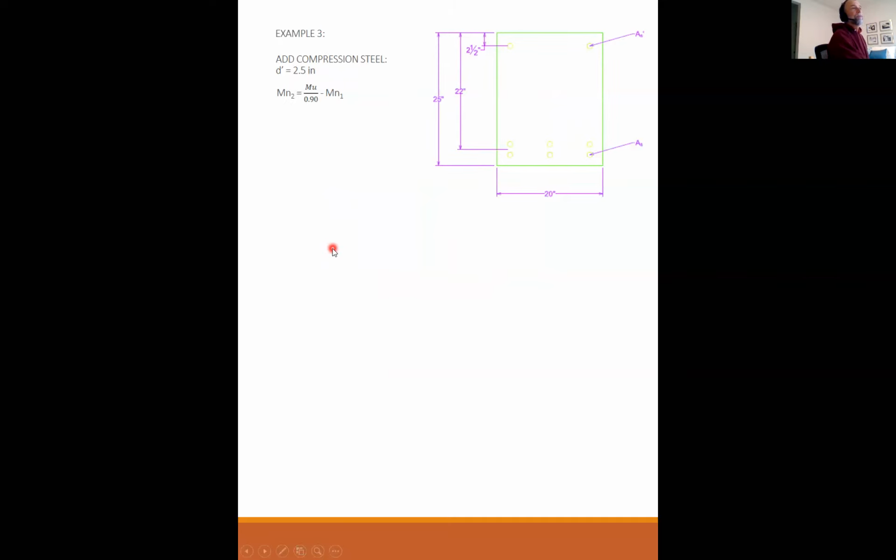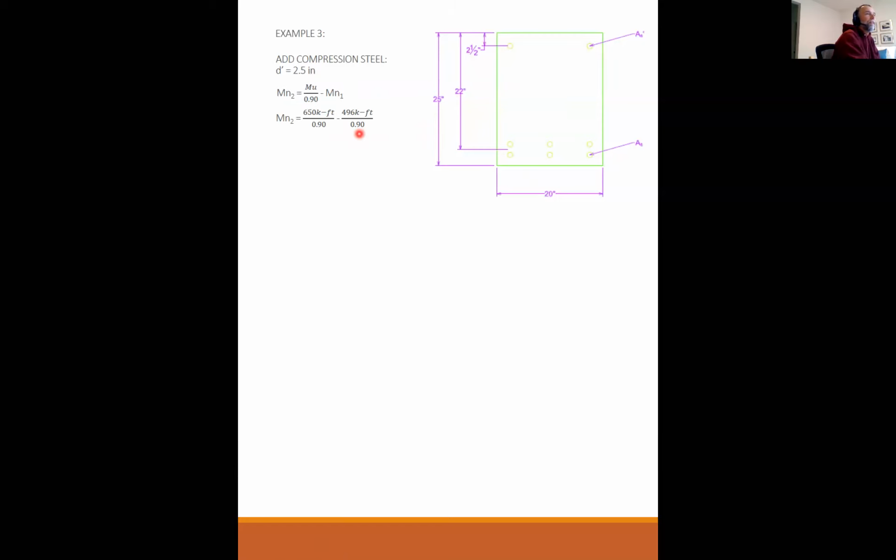So let's add some compression steel. d prime is at 2.5. So we can solve for how much capacity we need in this beam by taking the total demand, Mu over phi minus Mn1. So I take 650 as my total demand minus my 496.